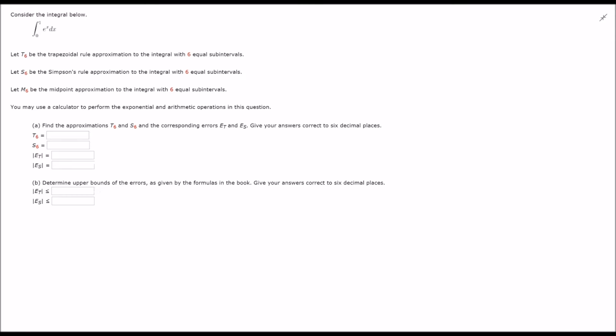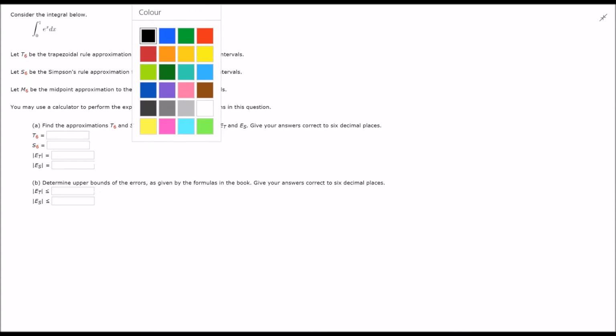Hello everyone, today I would like to go over a question on approximation by the trapezium rule and Simpson's rule. The question asks us to find those approximations for the integral of e to the x from 0 to 1.